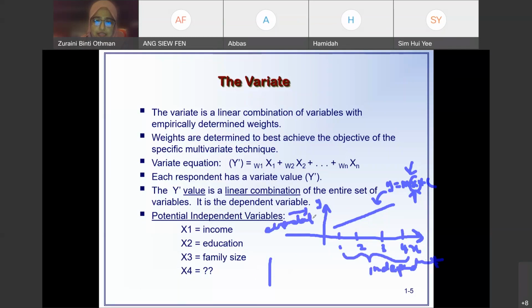Why do I say that this Y is dependent? Because we can find the Y value only after we put the X value here. It depends on the X value. So the Y value will depend on the X value. For this graph, we know that the independent variable comes from the X value and the dependent variable comes from the Y value.